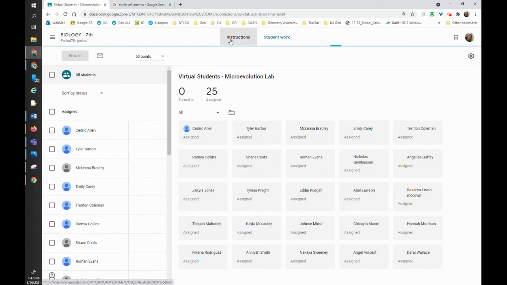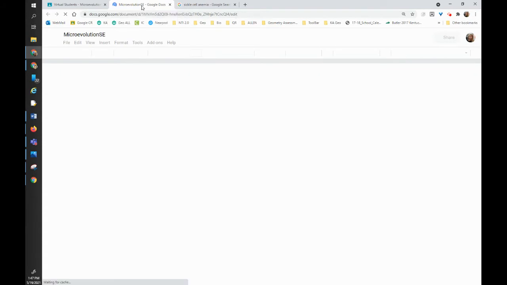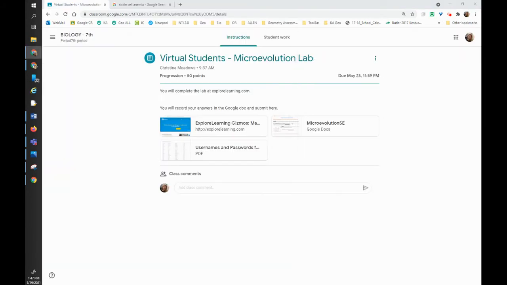Some people have had to click the View Document in order to see it. Some people have not. So some people, their assignment showed up over here. Okay, so you'll click on the document. And your document has your name in the title because a document was made specifically for you to record your answers.